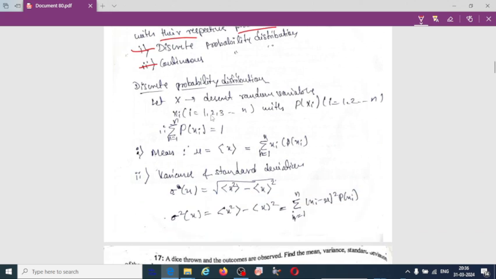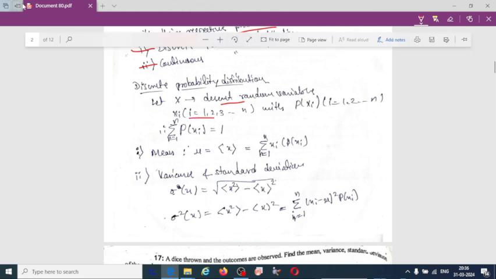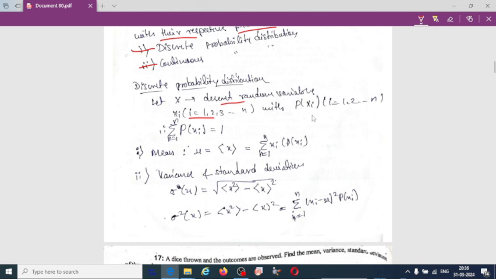For the discrete probability distribution, let us take x as the discrete random variable. xi, where i may take the values from 1 to n, and the probability of this discrete random variable we can write as p of xi. The sum is going to be 1 for a discrete probability distribution. Summation of p of xi is equal to 1.